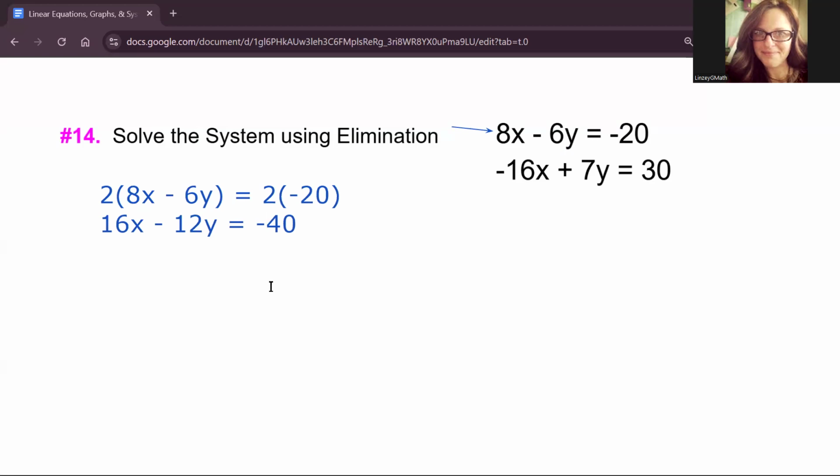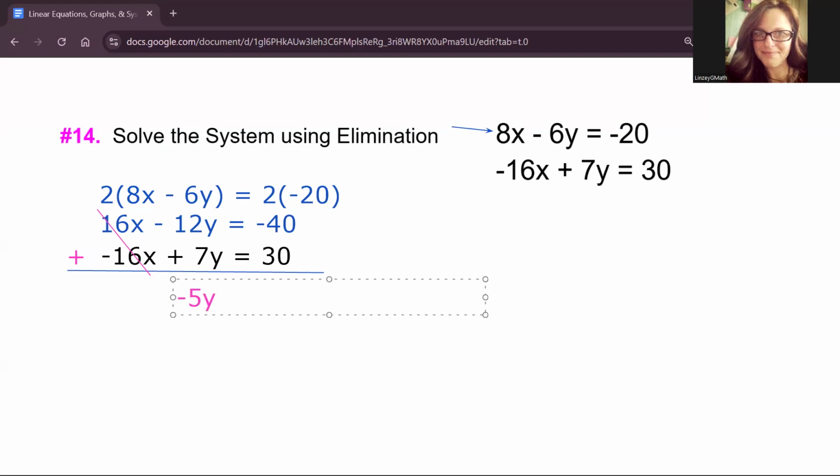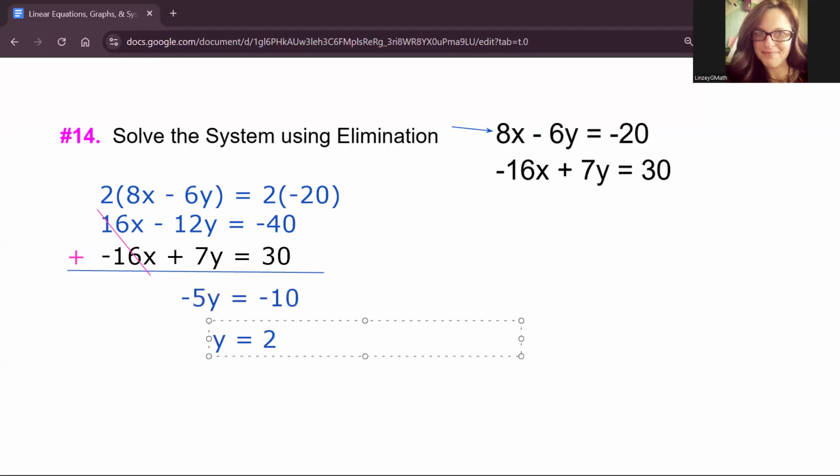Now we can take the second equation, negative 16x, and put it underneath here. When we add these two equations together, you'll see that the x variables will cancel out. 16 plus negative 16 is 0. And we'll add the rest of them. Negative 12 plus 7, we get negative 5y equals negative 10. Divide by negative 5, and we get y is negative 2.